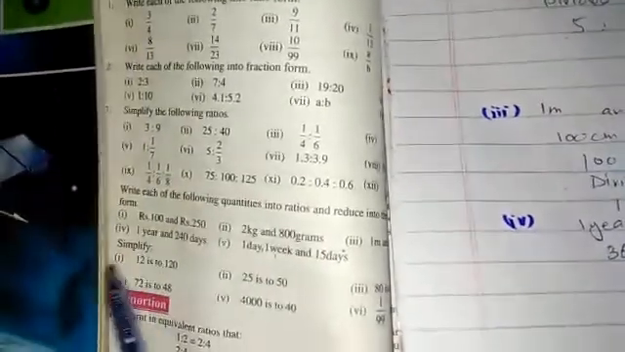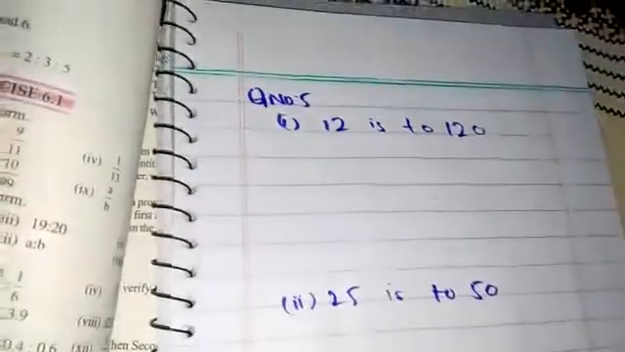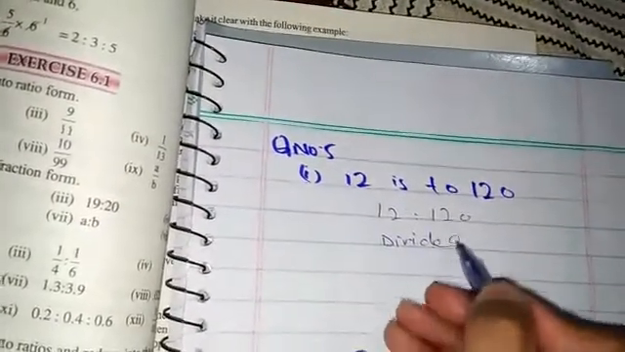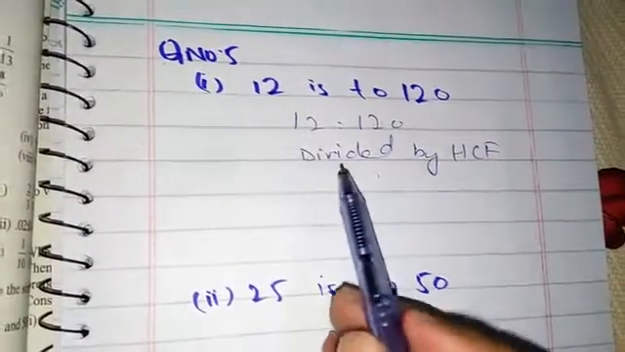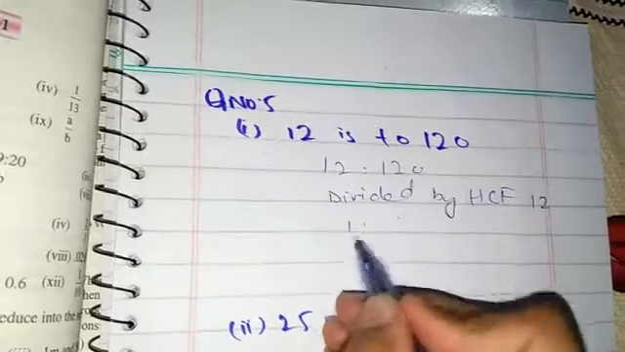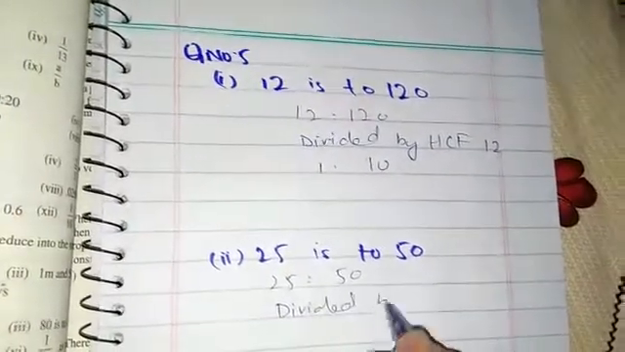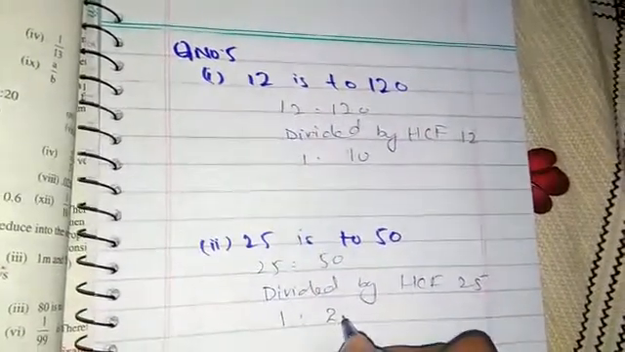Now our question number 5 is: simplify 12 is to 120. So students, we have to simplify; "is to" means ratio. 12 ratio 120 divided by the HCF. The HCF of 12 and 120 is 12. Our answer becomes 12 ones are 12 and 12 tens are 120. Similarly, 25 ratio 50 divided by the HCF 25. Our answer becomes 1 ratio 2.